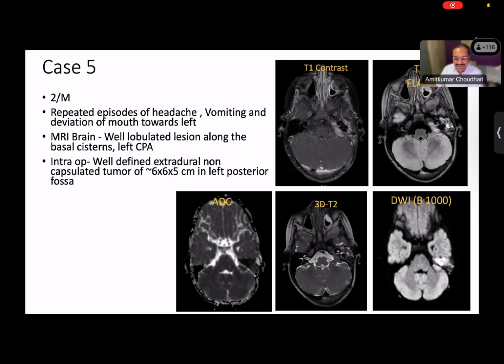So this is a tough one, really. Okay. So we have T1 post contrast in the top row first image. Second image is T2 FLAIR. Third image, the bottom row first image, is ADC. Bottom row middle image is T2, and then diffusion.